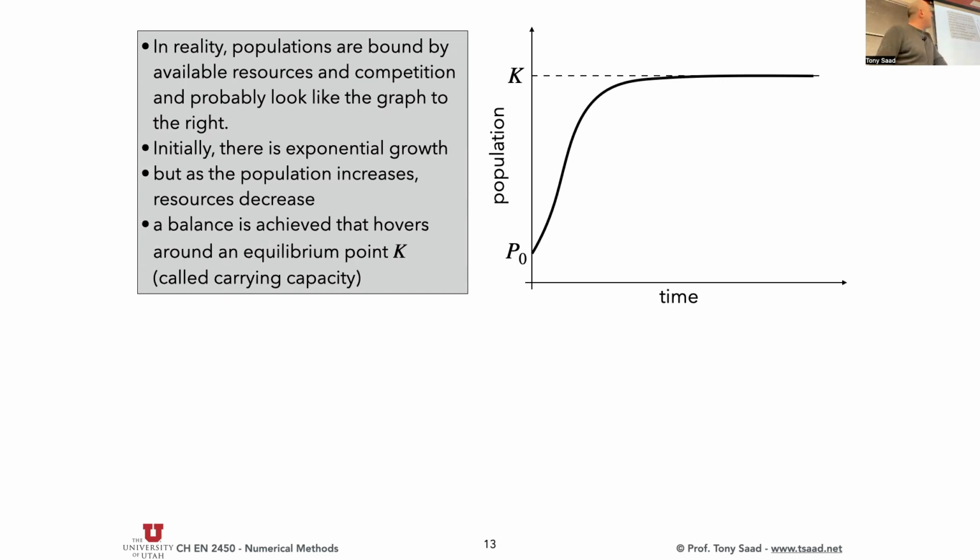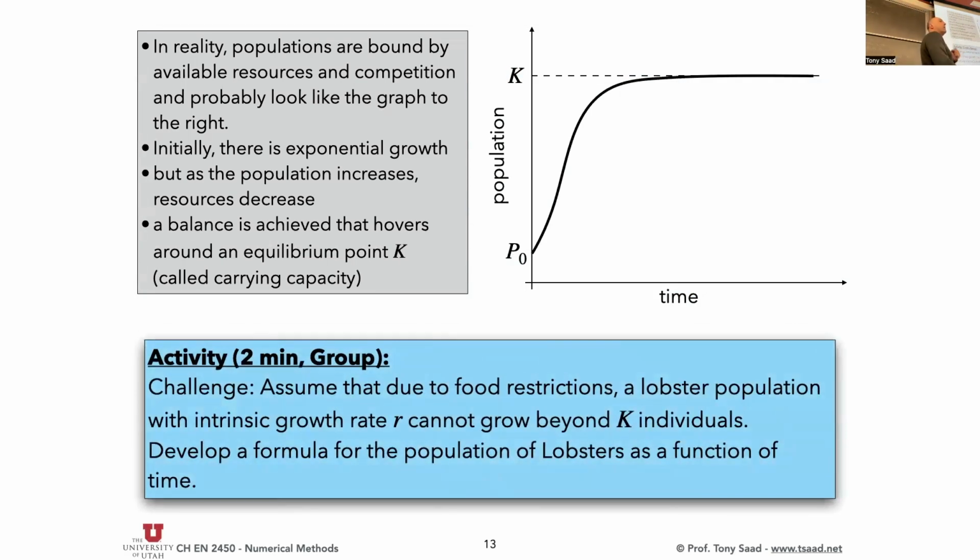So now here's my question to you. Assume that due to food restrictions, a lobster population with intrinsic growth rate r, so that's e to the rt, cannot grow beyond K individuals. So find a formula that describes that curve.